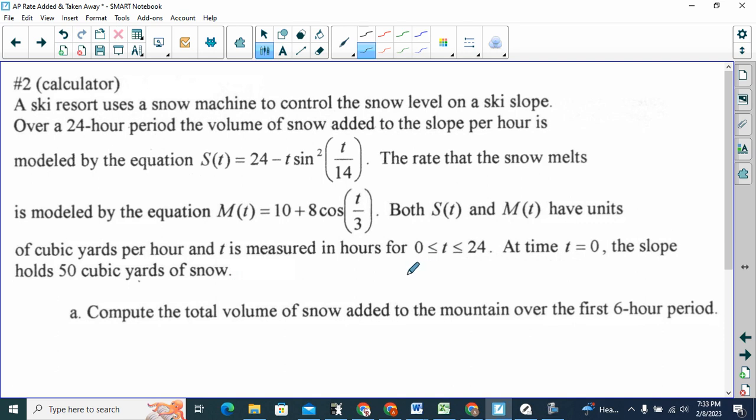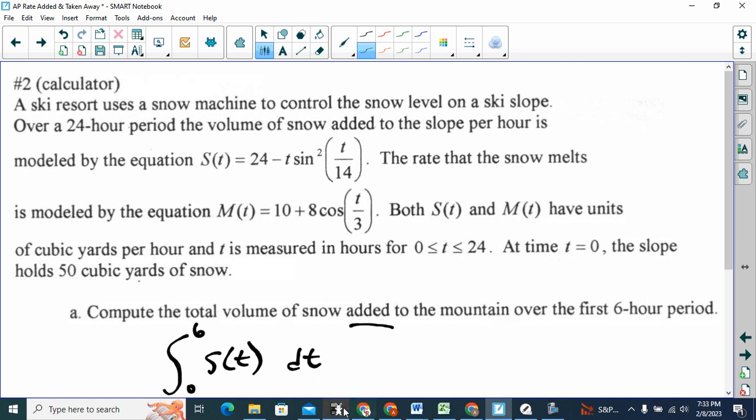Part A wants the total volume of snow added to the mountain over the first 6-hour period. So we are only looking at how much snow has been added. This is a rate of change. To go from a rate of change to a total amount, we need to integrate. We are only integrating S of t because we only care about how much snow has been added to the ski slope. We want the first 6-hour period, so time starts at time 0 and ends at time 6.